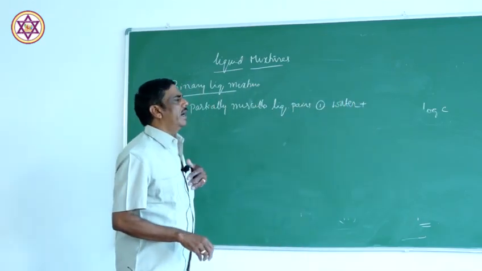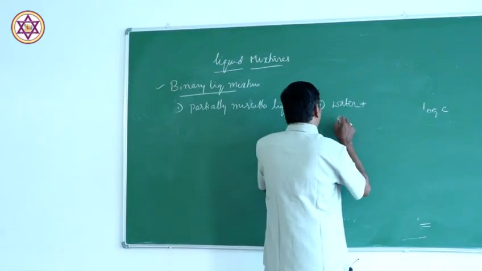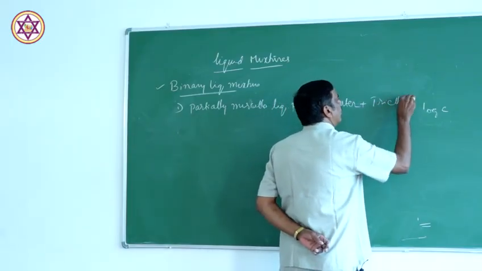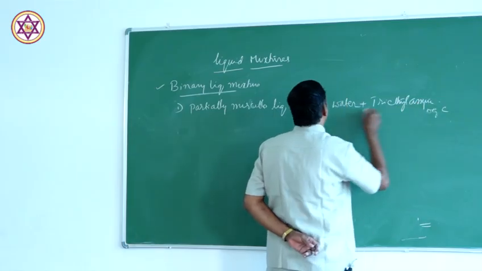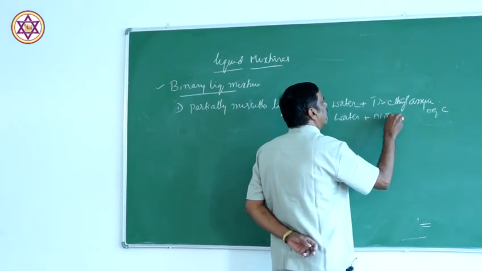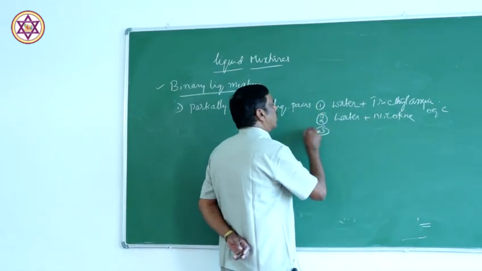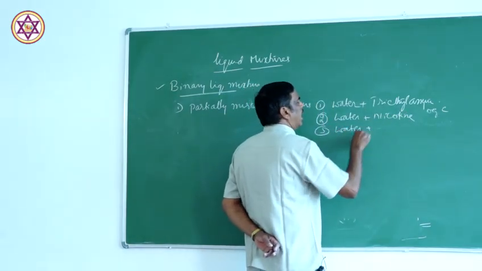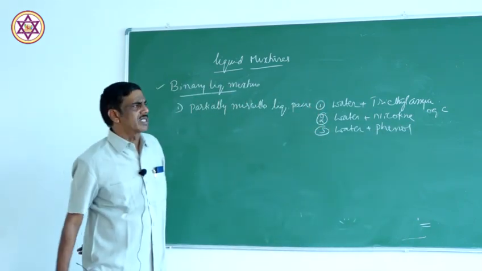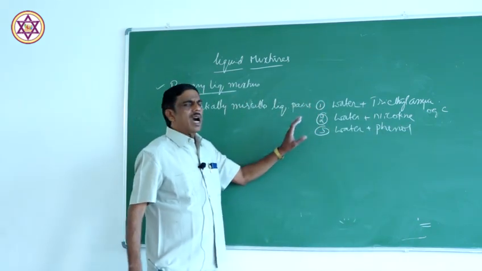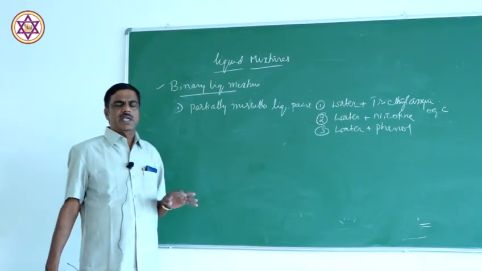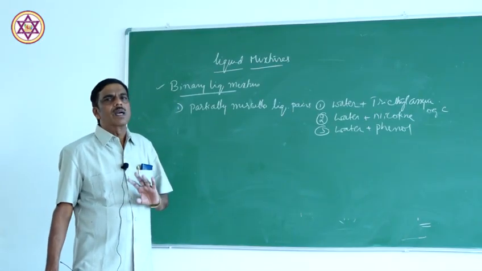water and triethylamine. Another example is water and nicotine. Another example is water and phenol, a very important example. Many pairs you can give as examples. So these pairs, at a given temperature, ordinary condition, say 25 degrees centigrade, normal conditions, are not miscible completely.